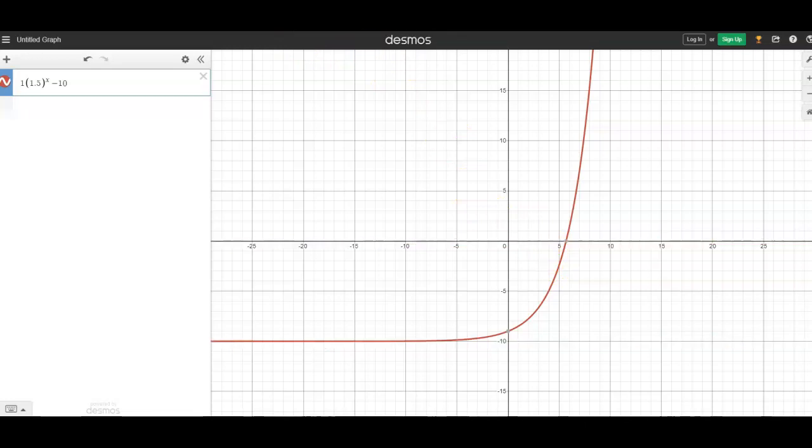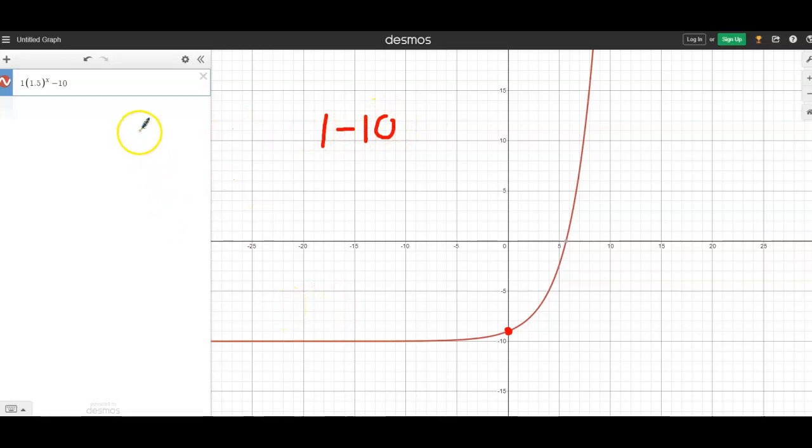Well, let me clean this up a little bit. Let's get rid of the minus 10 really quick. My y-intercept was 1, right? But as soon as I put minus 10 on there, now what's the y-intercept? It's negative 9. Well, why is that? Because the original y-intercept was reduced by 10, and it was reduced because we're subtracting 10.